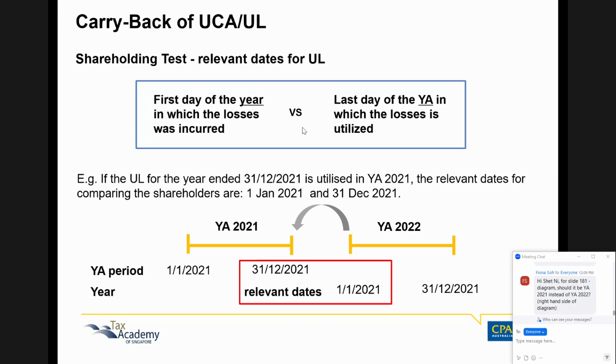For the slide 181 diagram, should it be YA on the right side? Okay, right side is the year where you incur the loss. I say it's for year ending 31st December 2021, so that's for YA 2022. Correct. So my loss is incurred in YA 2022, which is why this diagram shows YA 2022.